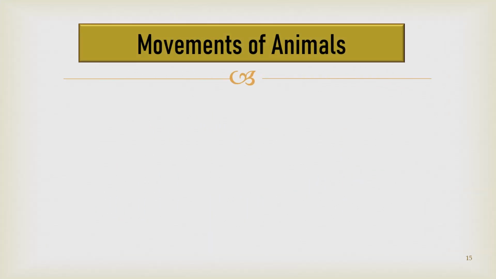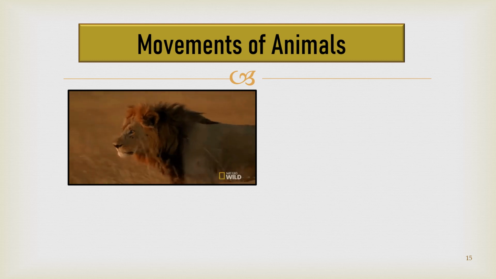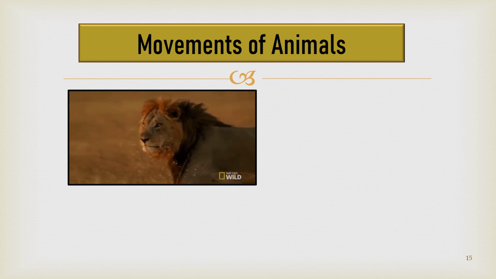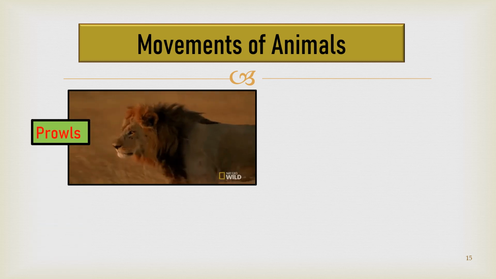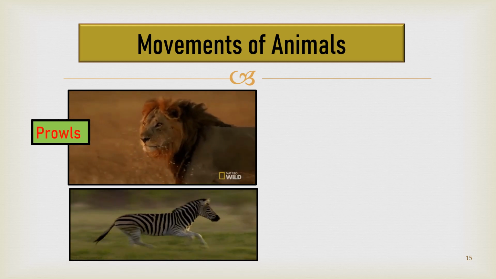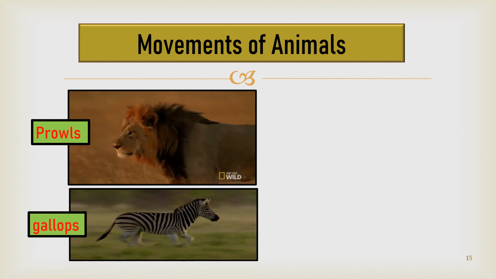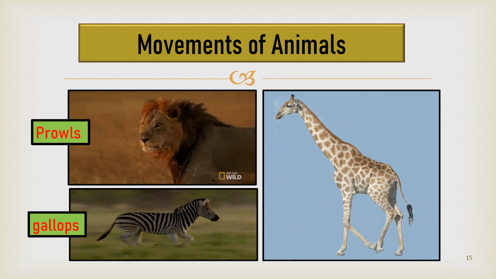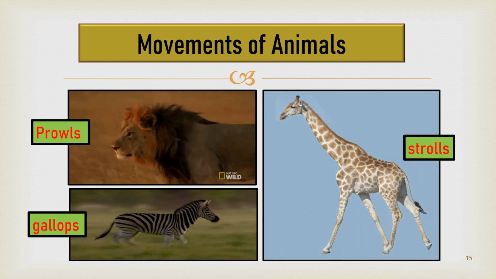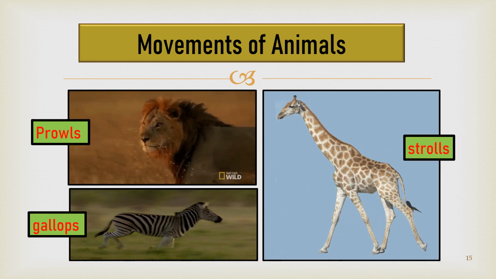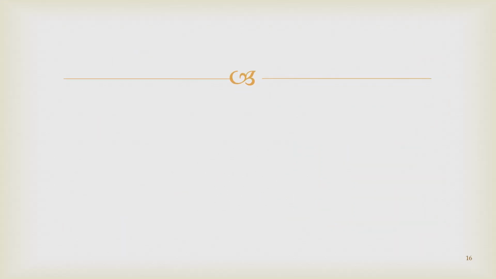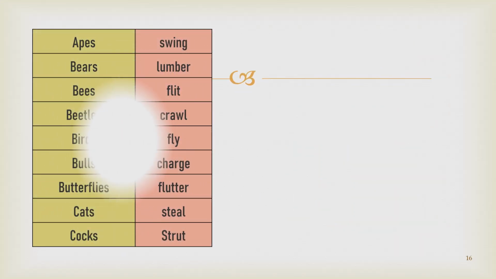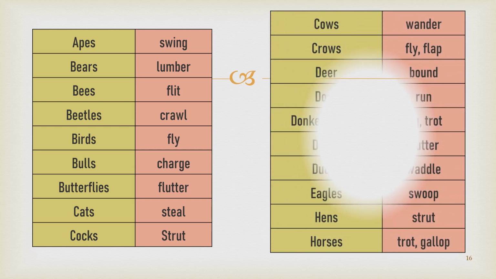Like the honeybees, other animals also move in their own way. Their movements are given specific names. A lion prowls, a zebra gallops, and a giraffe strolls. You may refer to this chart to know the names of movements of some more animals.